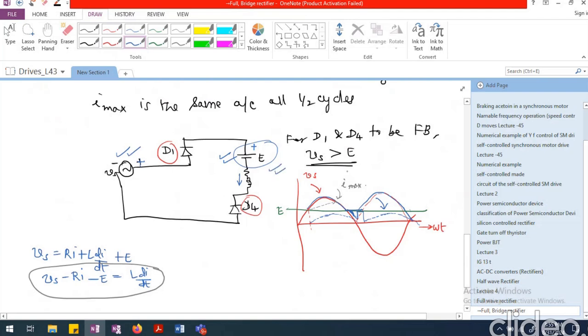If the current is already flowing, please recall the circuit. This is the full wave rectifier circuit. This is D1, this is D4, and this is D3, and this is D2, and we are having the load here. This is connected like this. And here we have connected the voltage source.